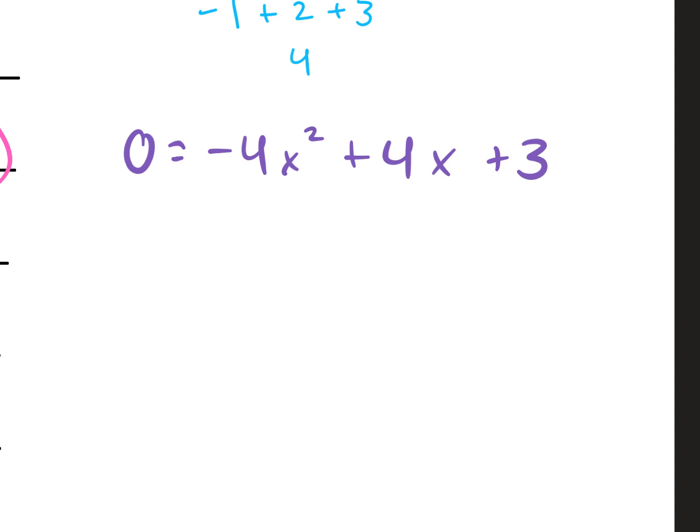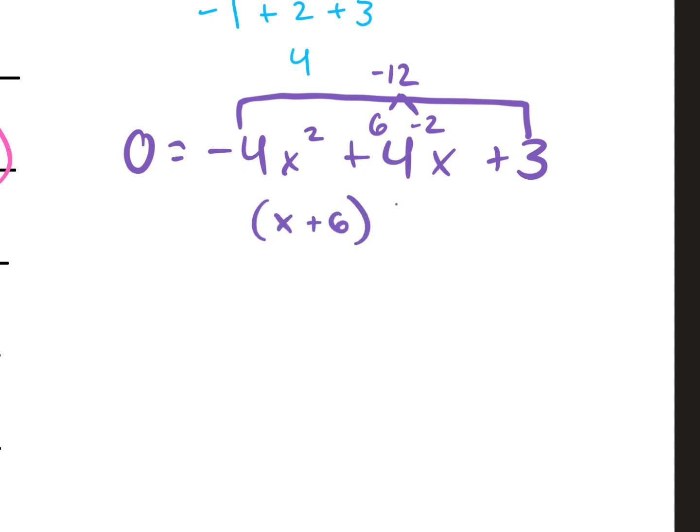How would we factor? First times last. Multiply the first times the last. Yes. When your leading coefficient is not 1, you have to multiply the first times the last. So we get negative 12. What are 2 factors of negative 12 that add to 4? 6 and negative 2. Perfect. So we have x plus 6 and x minus 2. What do I have to do next? Don't forget to divide by negative 4.